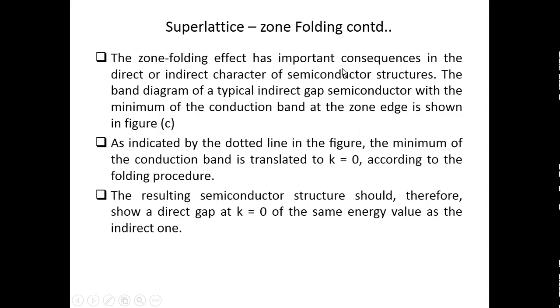The zone folding effect has important consequences in the direct or indirect character of the semiconductor structure. Actually, this zone folding effect can very easily control the band structure, so that in order to create a new material, a new solid with a particular band structure, it is possible. So it is this zone folding effect which has some important consequences in the direct or indirect character of a semiconductor structure.